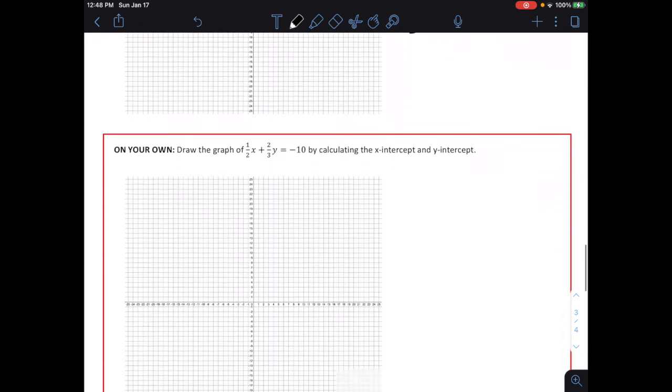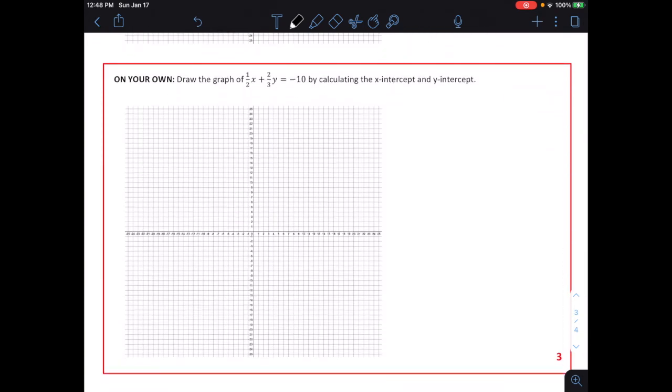All right, you've got one here, just one, to do on your own. So go ahead and do that, and when you're done, make sure you enter your answers in Schoology.